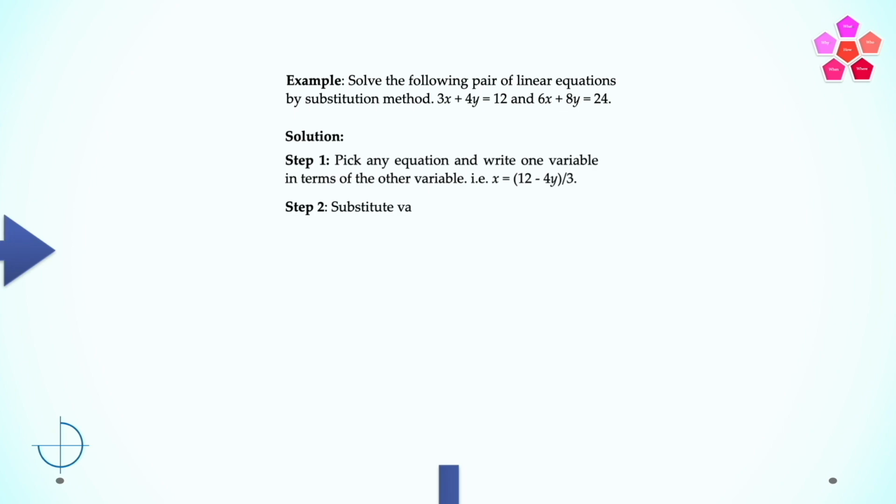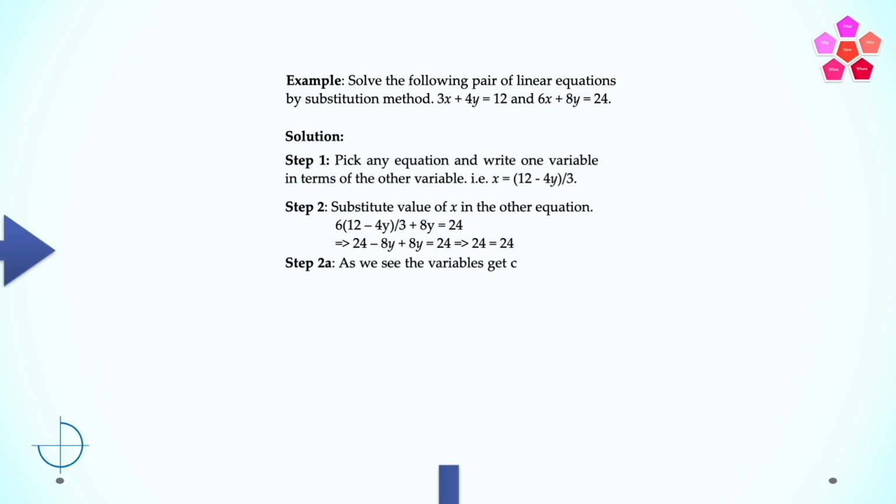Step 2. Substitute the value of x in the other equation. So that becomes 6 multiplied by (12 minus 4y) in brackets and divided by 3 as a whole, plus 8y is equal to 24. As 6 is a multiple of 3, we can simplify it, and finally we have 24 minus 8y plus 8y is equal to 24. Here we see that we are getting 24 is equal to 24. As we see the variables get cancelled, this implies that the pair of linear equations has infinitely many solutions. So this becomes a dependent pair.